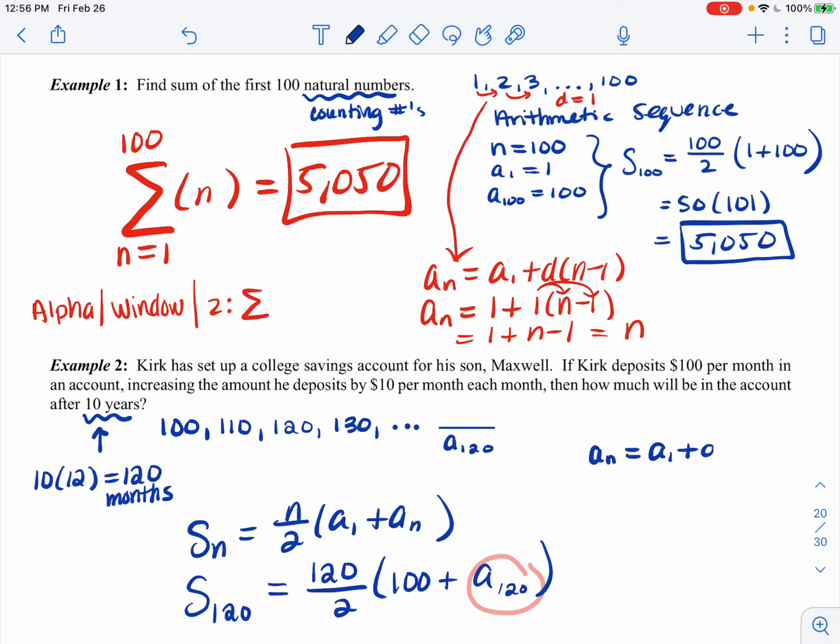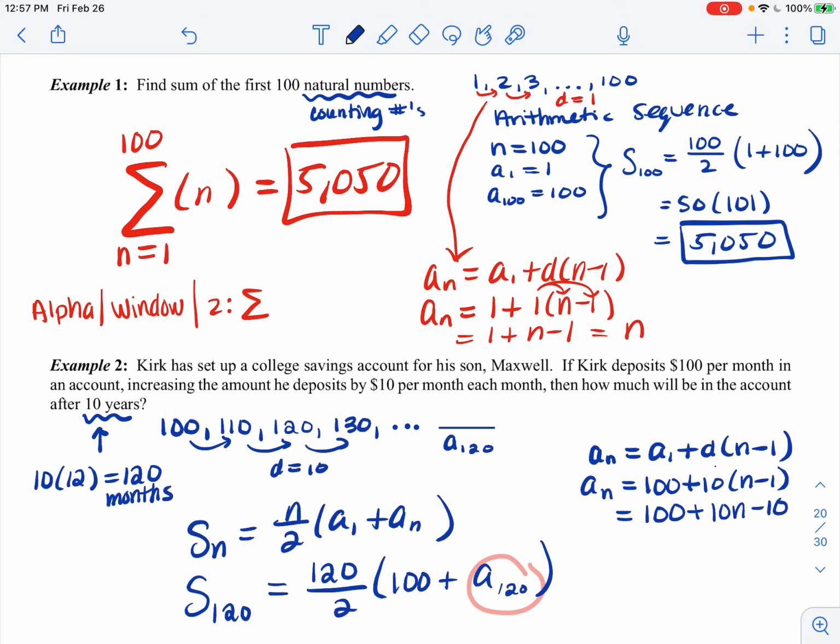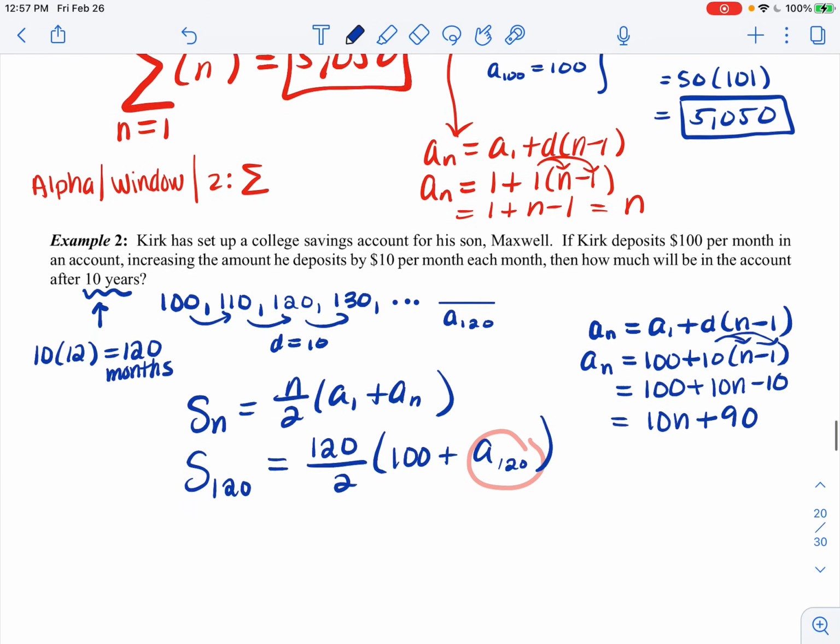So if I looked at my reference sheet, I'm going to plug in here. I want to find the 120th term. So let me find the formula first on its own with n, because then I can use it later in my sigma. So 100 plus, what's the common difference here? That's my addition of 10 each month. So 10 times n minus 1. So 100 plus 10n minus 10. If I distribute, again, I'm just getting a simplified formula. It's nice to use the simplified one, especially with sigma. Okay, so I get 10n plus 90 is the formula for this arithmetic sequence.